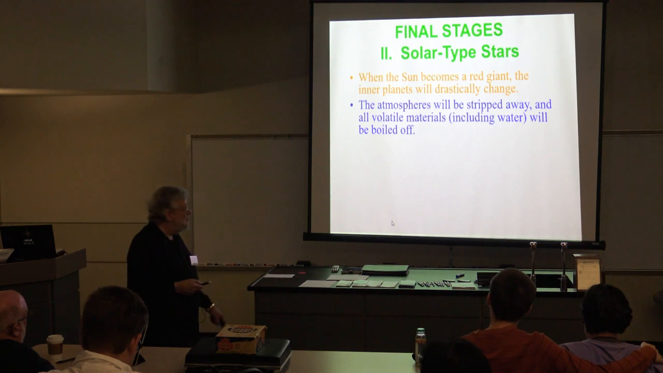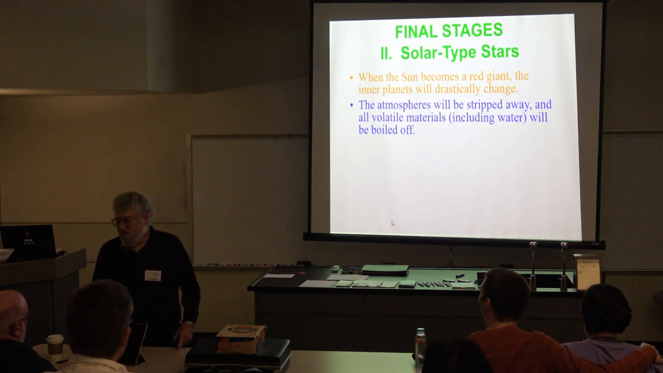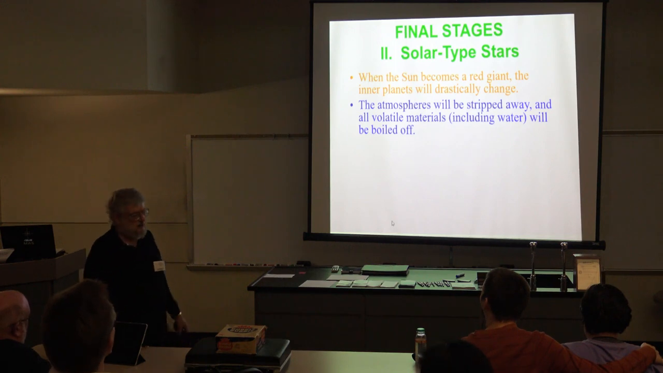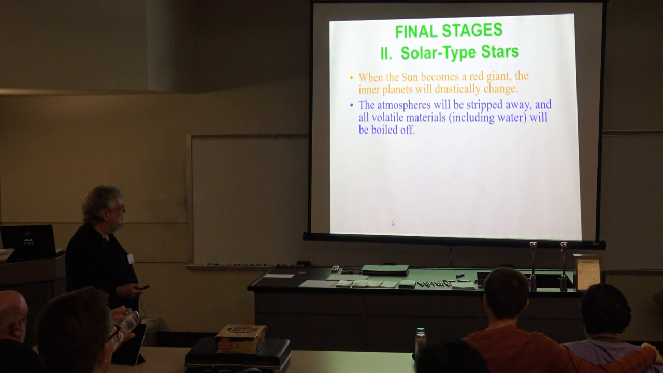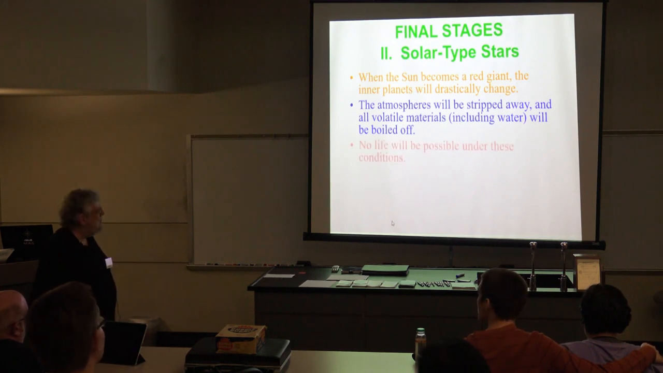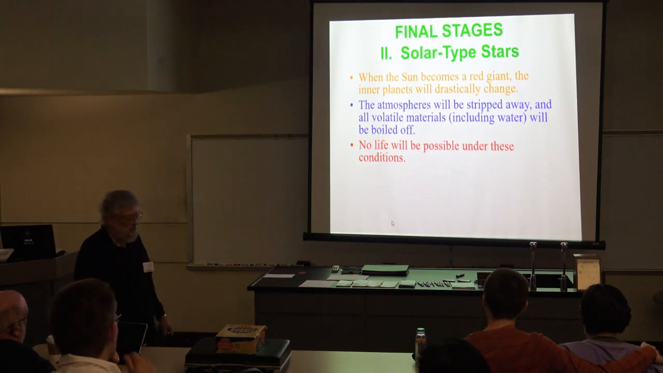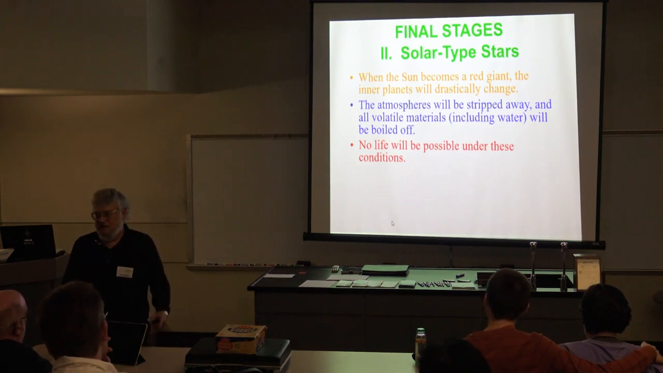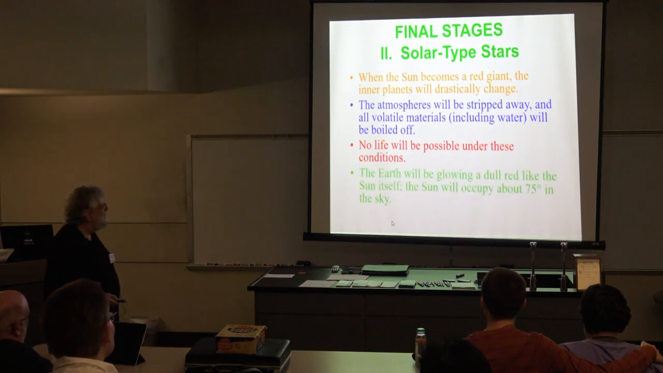The atmospheres of the inner planets: Mercury's is already pretty much gone, but Venus, Earth, and Mars will lose their atmospheres. All the volatile materials, including the water, will get boiled away. And no life will be possible under those conditions, unless we figured out some other way to do it first. This will happen in 5 billion years.